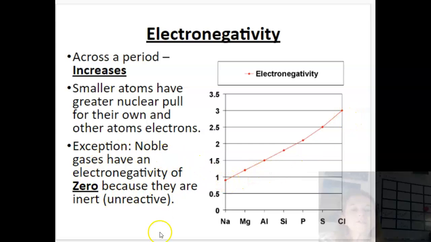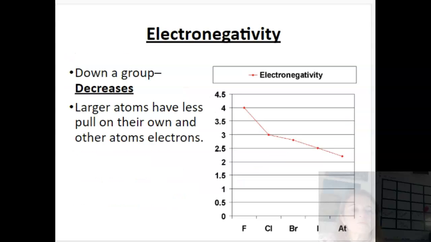Our only exception is noble gases. Their electronegativity is 0, so noble gases are here in the 8th column. After chlorine is argon, and argon's electronegativity is 0. They are inert. They are unreactive. So that's the only exception to that rule.